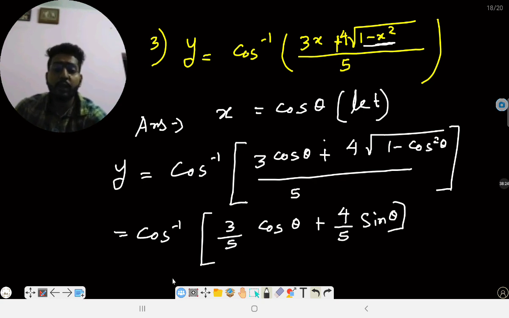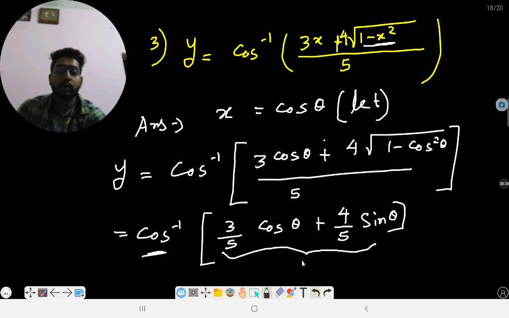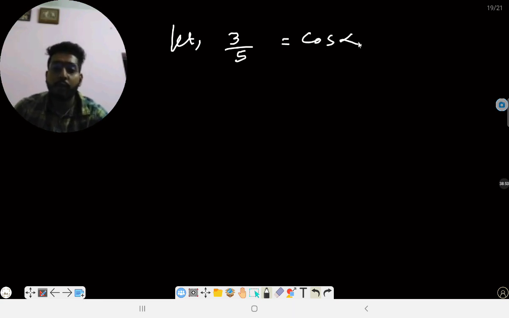Now what is next? Now we can see there is a cos inverse. So somehow you have to make the whole thing into cos. So how to make it? Look here. First, what is the term here? 3 by 5. I will take it as cos or sine. Suppose I am letting 3 by 5 equals cos alpha. One can let it as sine alpha also. So if cos alpha is 3 by 5, what will be sine alpha?